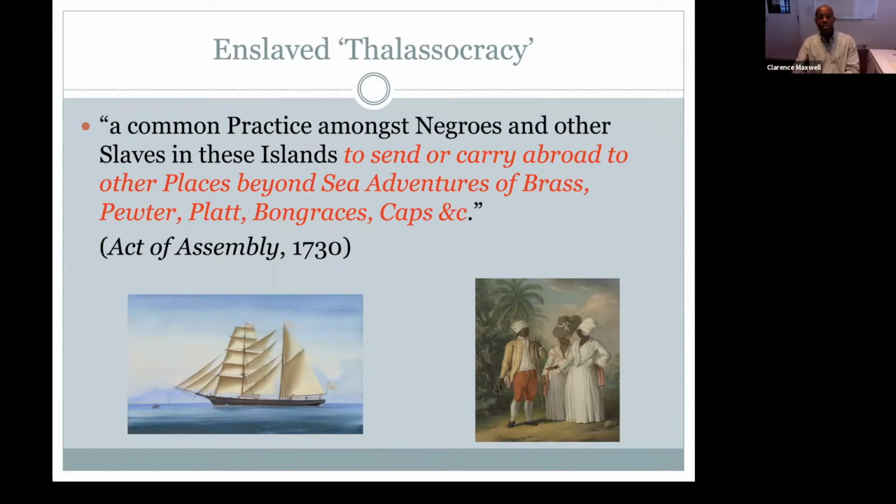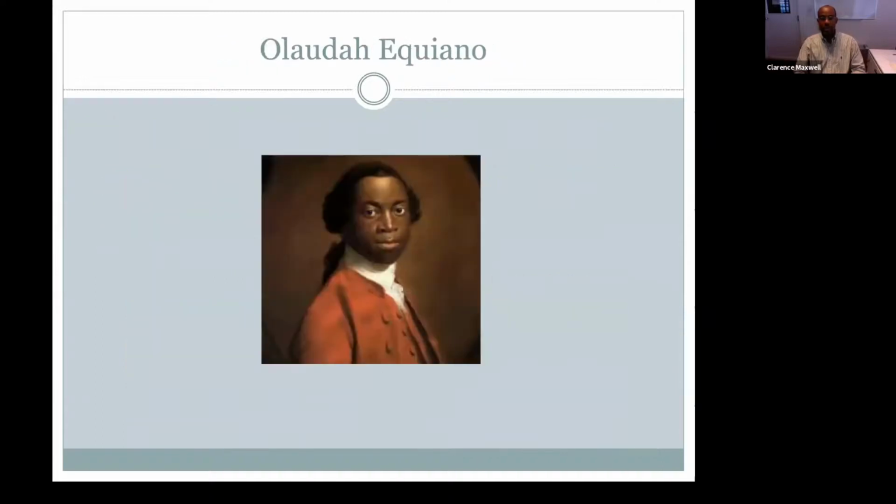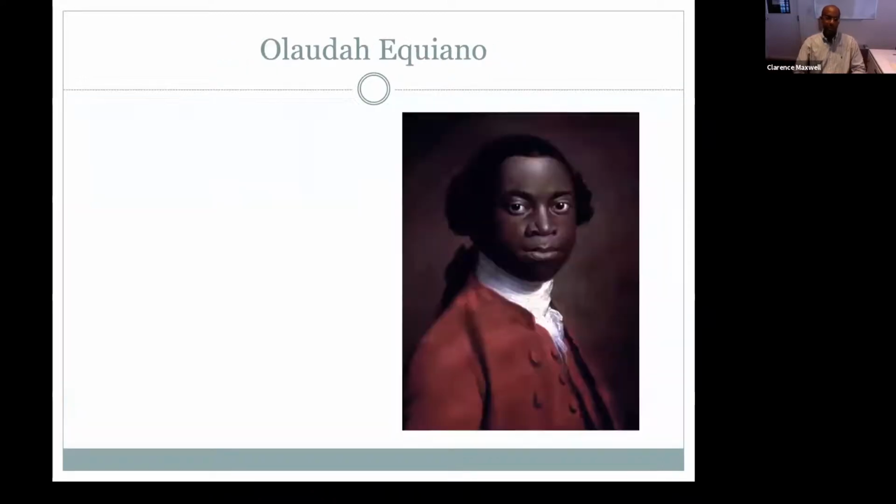This is a full-fledged capitalist enterprise, oftentimes carried on beyond the knowledge and beyond the concern of some of their owners, until they came and figured out how much these folks were making. So trade was oftentimes regulated. And in the wake of the poison plot conspiracies, an act of assembly was passed to control commercial activity of enslaved people.